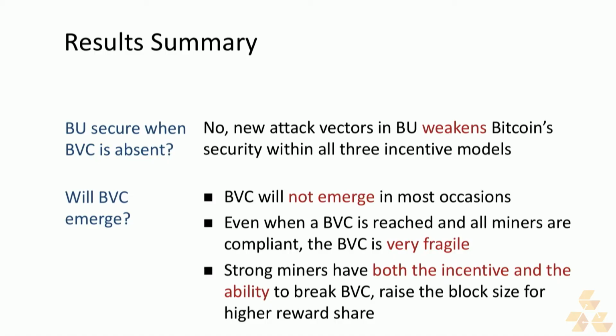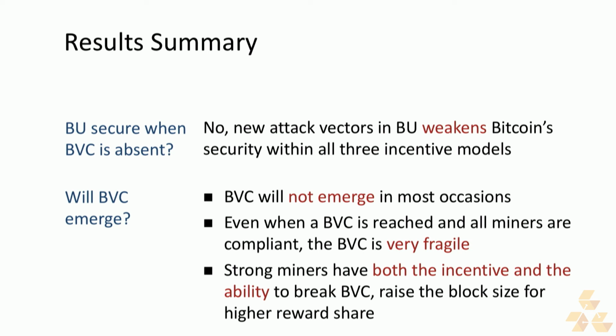So here is the summary of our results. Is BU secure when BVC is absent? The answer is no. New attack vectors in BU weaken BQueen security within all three incentive models. And will BVC emerge even if all miners are compliant? No. BVC will not emerge in most occasions.